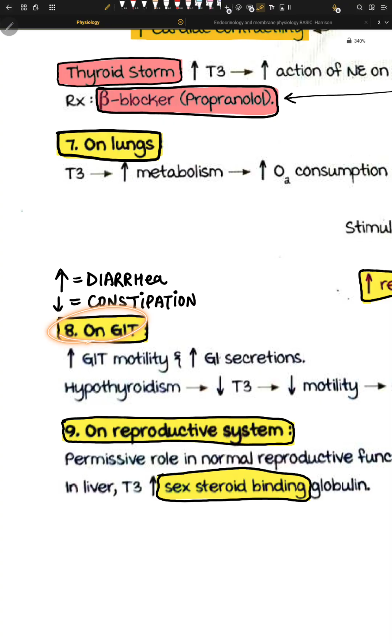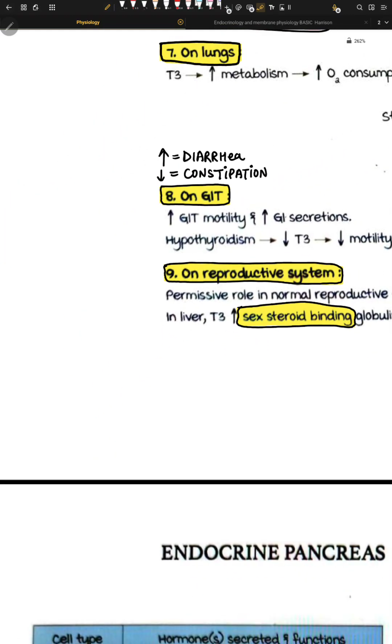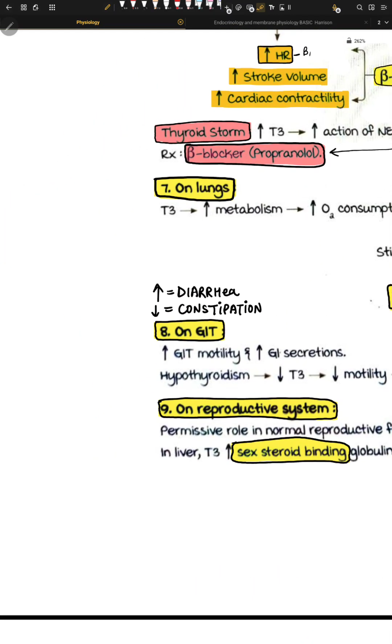On the GIT, we know that if the BMR is high, the patient will be high on cocaine. It's not high on cocaine. I'm not saying that it's similar. I just want you guys to understand and remember this T3 and T4 concept, right?